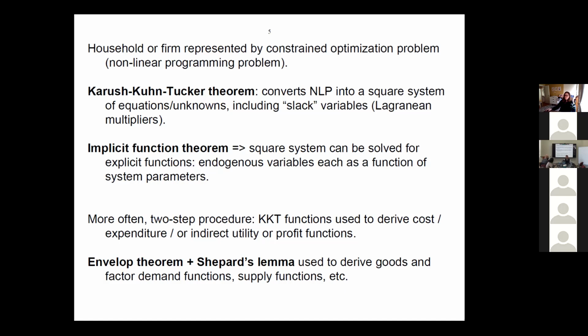So what we are going to do is use KKT functions to derive cost, expenditure, and indirect utility or profit functions. And then the derivatives of those, via something called the envelope theorem and Shephard's lemma, are used to derive, say, demand equations for factors and goods and supply functions, et cetera.